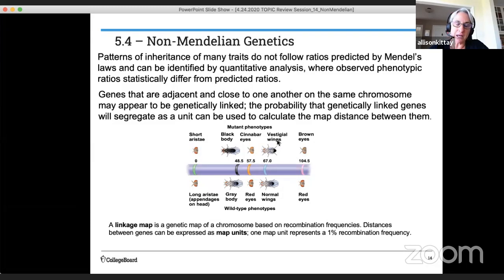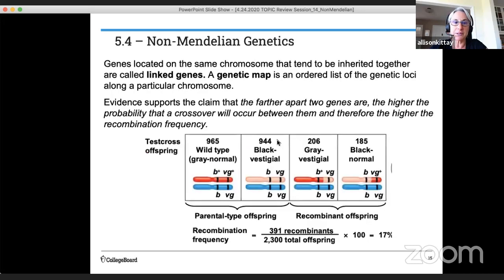So what we're looking at is a linkage map of some genes in fruit flies, and we're going to do a lot of practice questions with fruit flies, so I thought this would be a good way to start. You can see the wild type phenotypes are on the bottom, and mostly I want to focus on gray body, red eyes, and normal wings. Along the top, the mutant phenotypes would be black body, cinnabar, and vestigial wings. The distances between the genes are what we call map units, and one map unit represents a 1% recombination frequency. So I'm going to show you how we determine that recombination frequency.